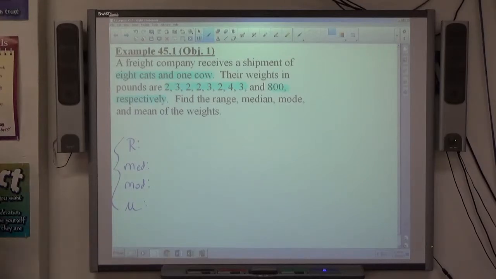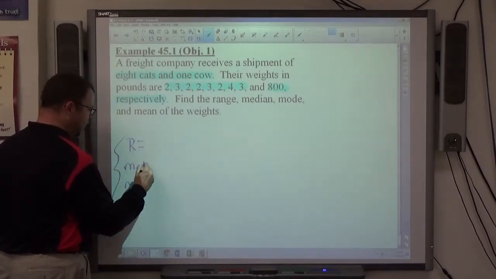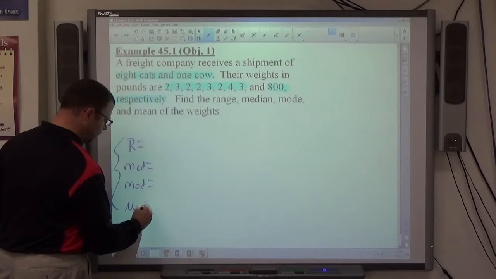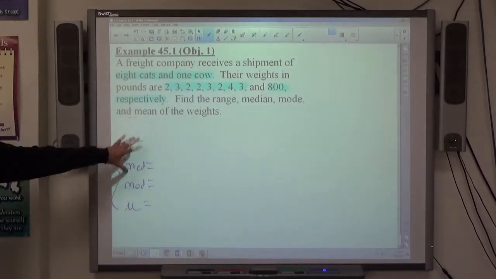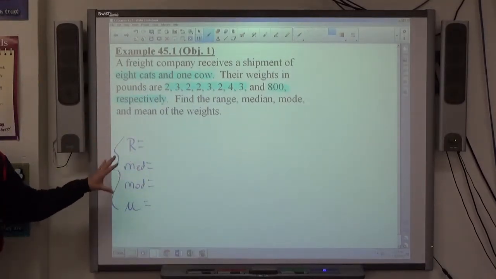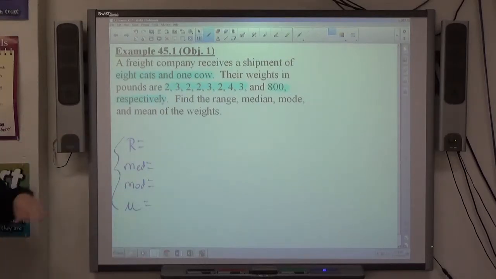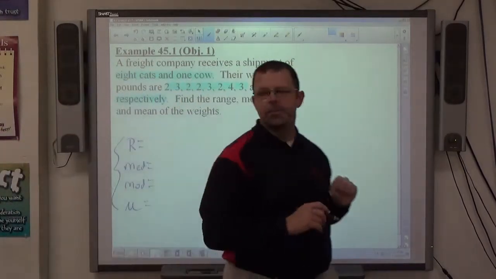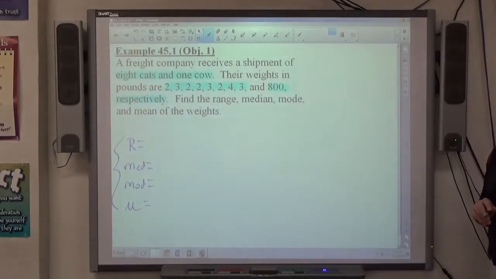I'm fine with it. So range equals something, median equals something, mode equals something, mu equals something. So over here on the side of your paper or in your box somewhere towards the bottom maybe, just put that. That's where your answers are going to go. And then do whatever work you need to over here somewhere in the empty space. So how do we find range?